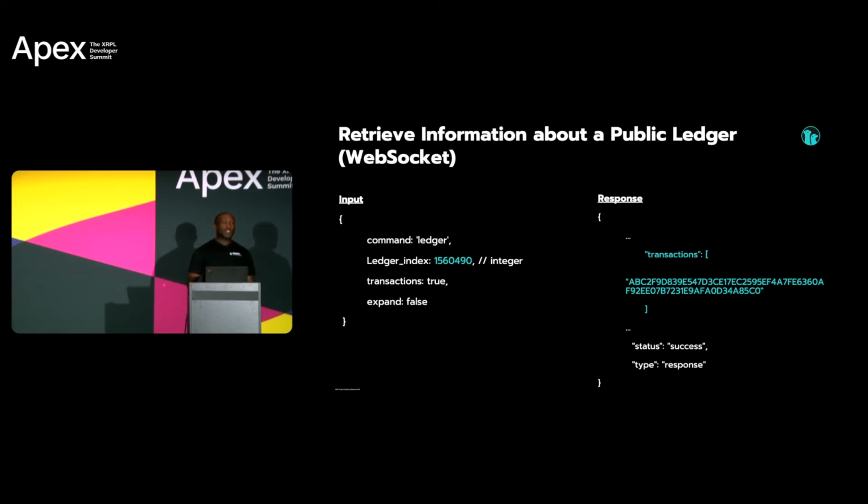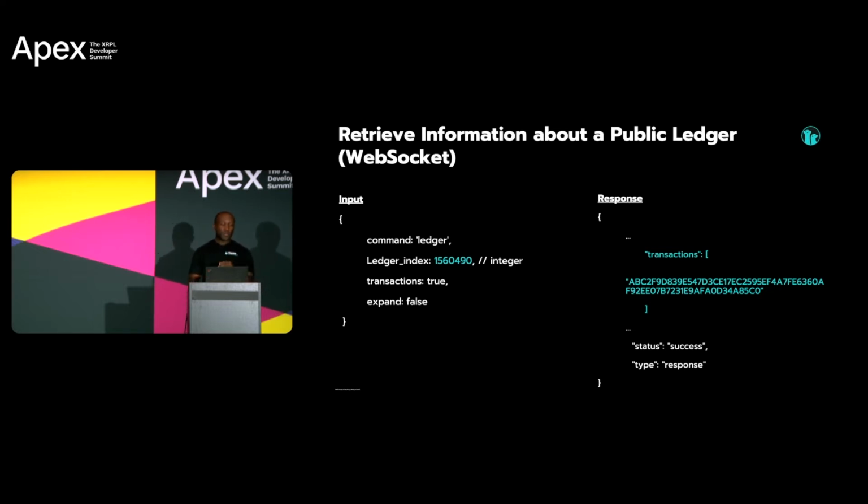So how do we retrieve data from the public ledger? This is made really easy for us. You connect to a WebSocket, you connect to a node, and you can just send through the ledger command. You can specify in the ledger index the index number of the ledger that you're interested in. And if you just want the latest ledger, you can just put validated in there, and it will give you the latest ledger. When you send that command in, you'll get a response.